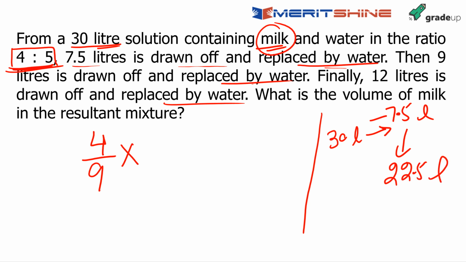I am doing it separately to make you understand. So this is 7.5 liters of mixture gone, total solution gone. So I am left with 22.5 liters. What I am doing now is that I am adding water to it. How much water? This same quantity of water.